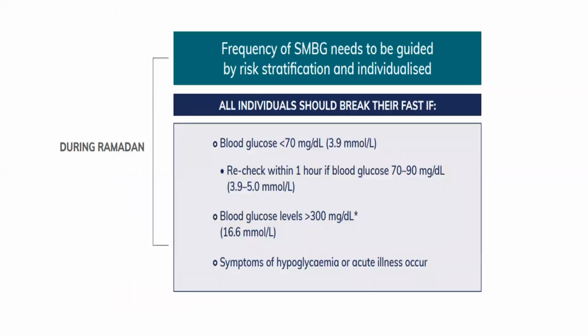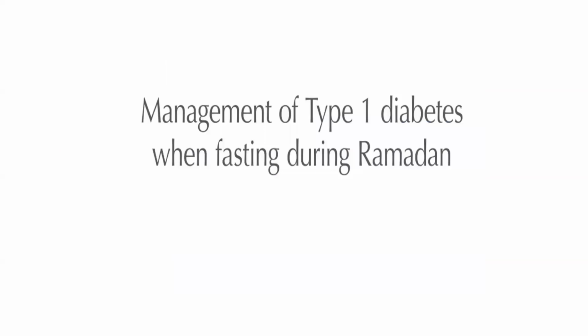So apart from the testing, all individuals should be advised to break their fast if blood glucose is less than 70 milligram per deciliter, which is 3.9 millimole per liter. Very straightforward. Always recheck within 1 hour if blood glucose is between 70 and 90, because there is a tendency to go low. They should always break the fast if the blood glucose at any point goes more than 300 milligram per deciliter, which is 16.6. They should also break the fast if they have any symptoms of hypoglycemia or any acute illness. Now let's look at the management of type 1, and then the management of type 2 diabetes when fasting during Ramadan.